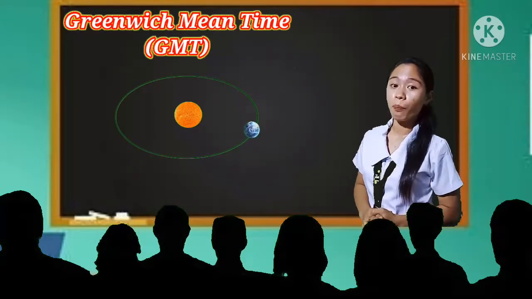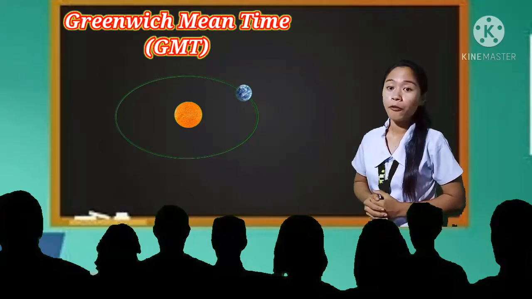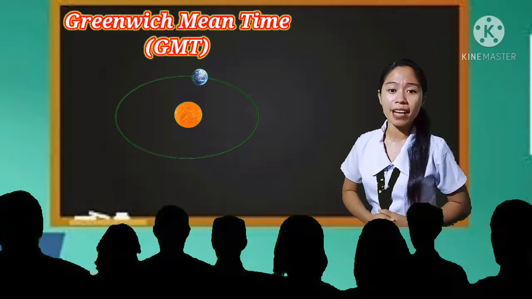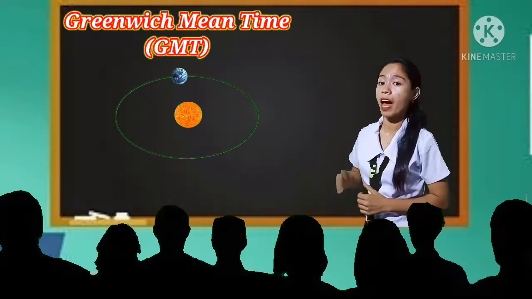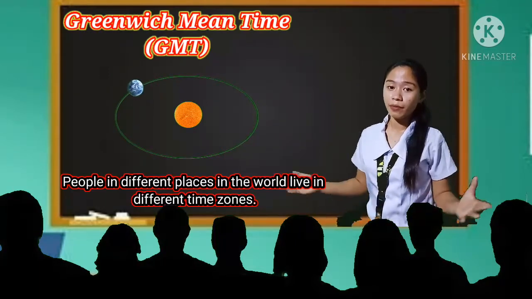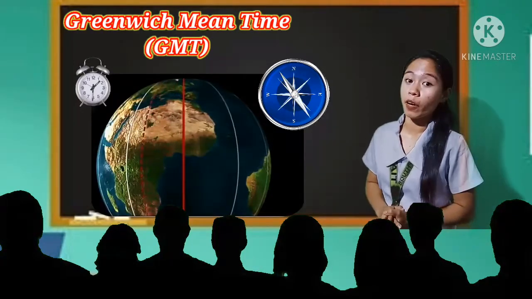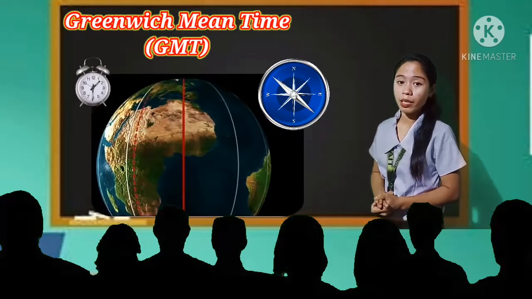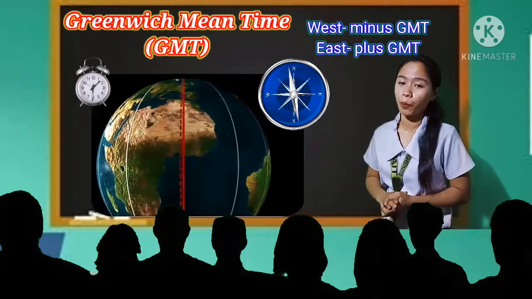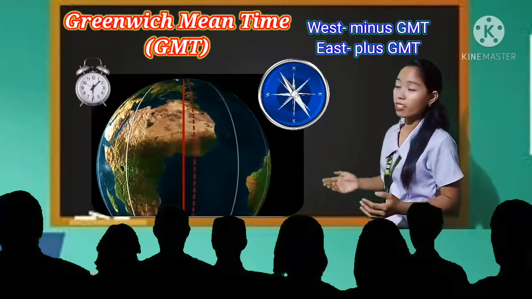Lines of longitude mark time zones. As the Earth rotates on its axis, only one half of the Earth faces the sun at a given time. That means when it's nighttime on one hemisphere, it is day on the other hemisphere. And this means that people in different places in the world live in different time zones. In GMT, determine first if we are east or west of the prime meridian. If we are west of the prime meridian, the time is GMT minus the difference. If we are on the east, the time will be after, or plus, GMT.